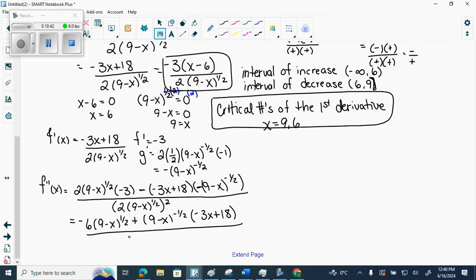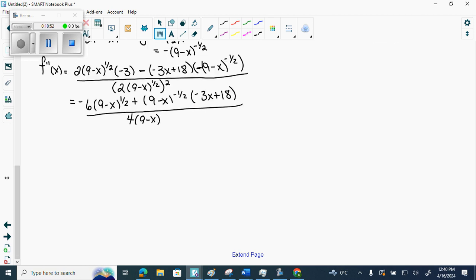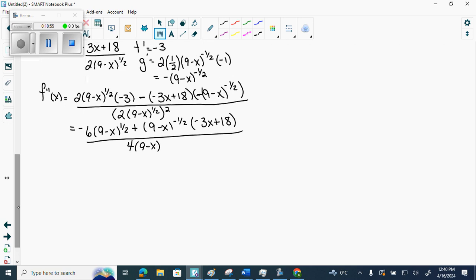2 squared is 4, and then I can distribute that through because it's a monomial, 9 minus x to the 1. Do I actually care? Could I just leave it the way it is? Because I can still get a critical number from it, can't I? I could have just left it as a 2 and then 9 minus x to the half squared. All right.